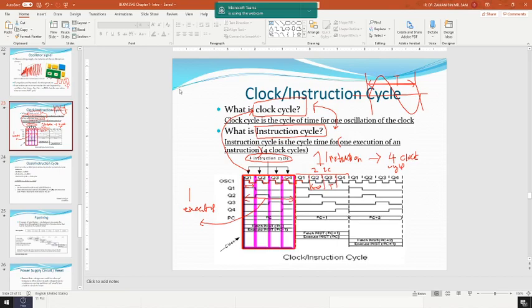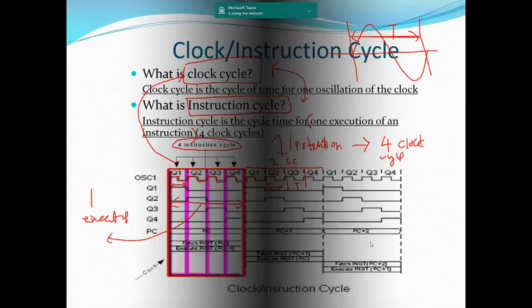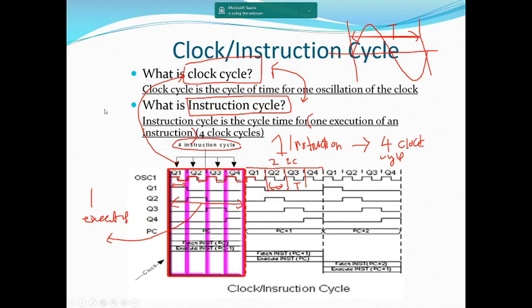Hold on. So this is not four instruction cycles, right? This is going to be one. Here, one instruction cycle is made up of four clock cycles, which is 1, 2, 3, 4. Okay, next one.